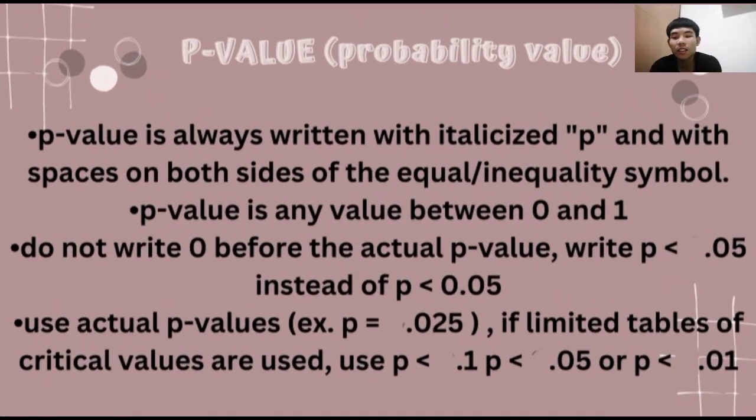P-value is always written with an italicized P and with space on both sides of the equal or inequality symbol. P-value is any value between 0 and 1. Do not write 0 before the actual p-value. Write p < .05 instead of p < 0.05. Use actual p-values, for example, p = .025. If limited tables of critical value are used, use p < .10, p < .05, or p < .01.